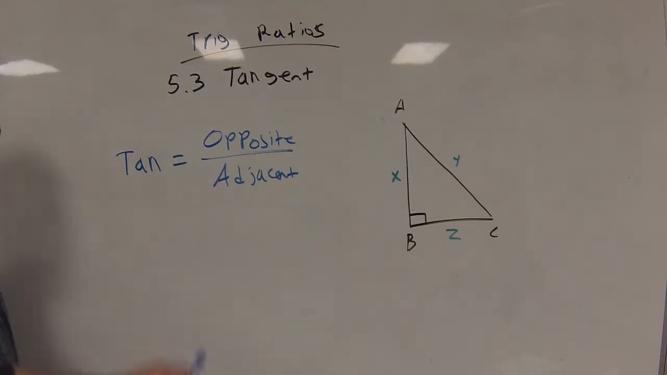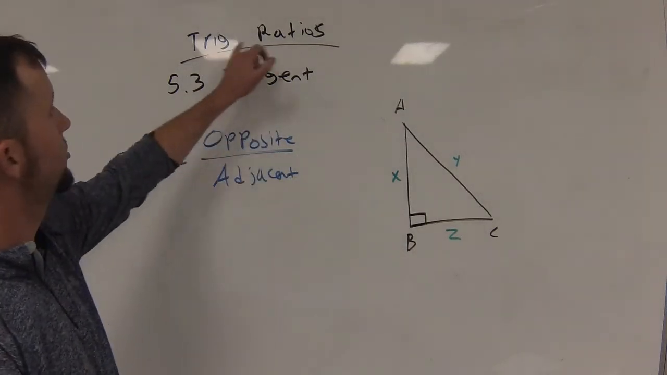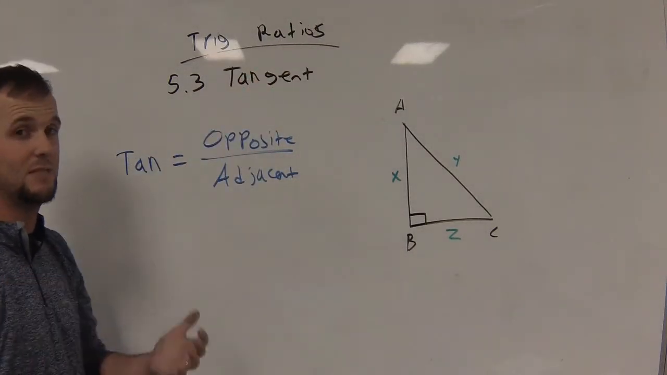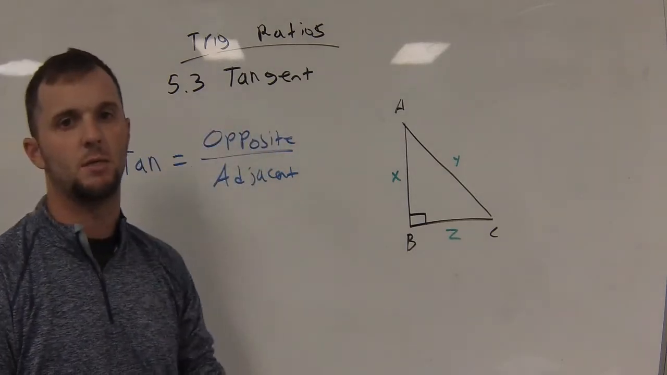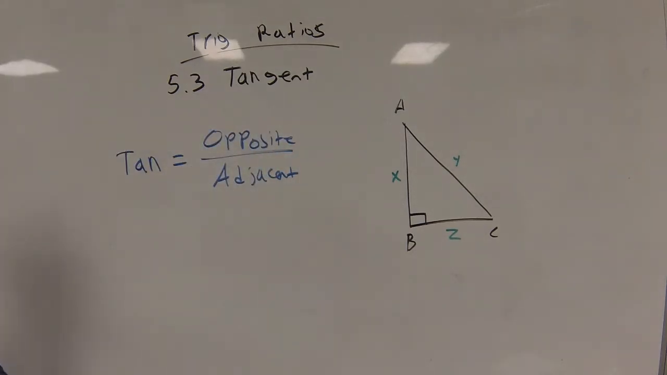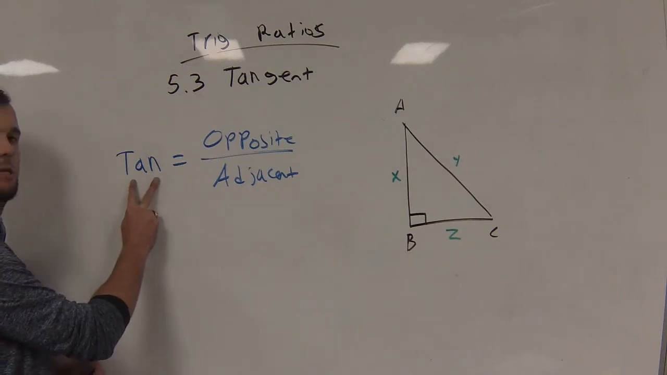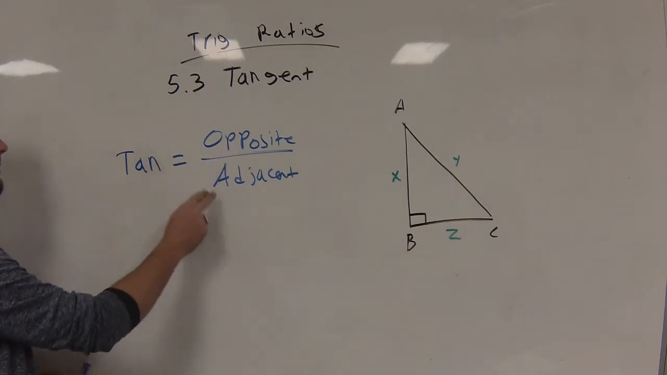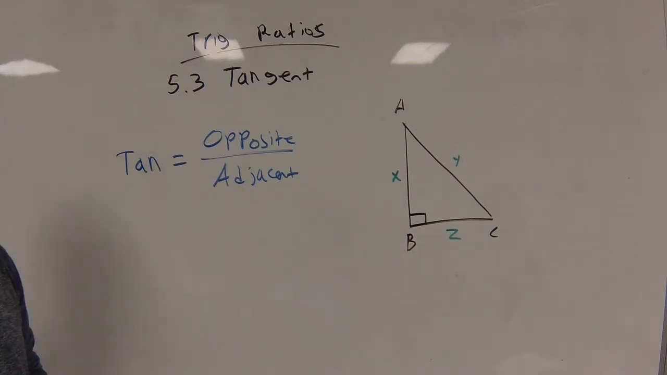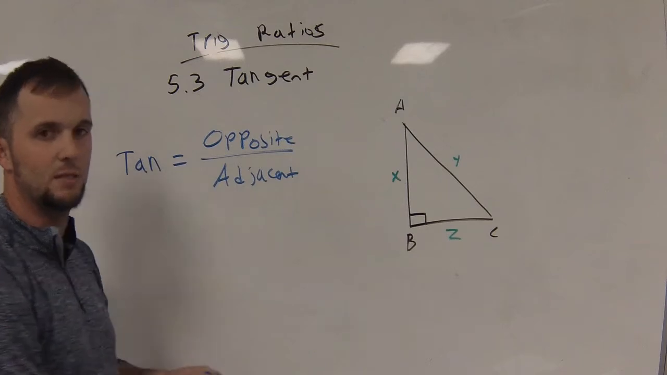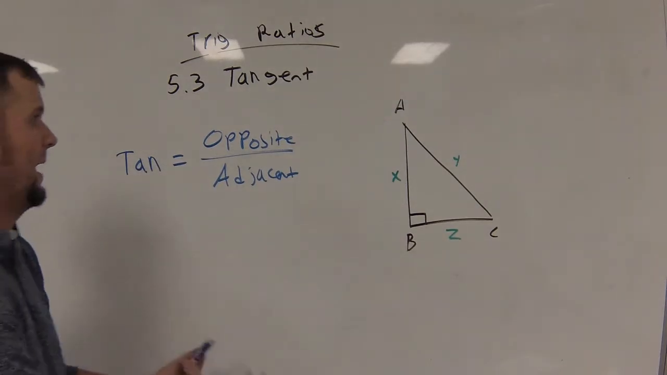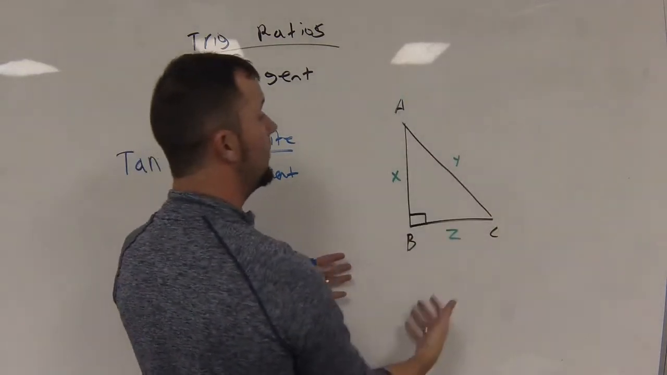Alright guys, so the very last video inside our trig ratios where we can find a missing side or a missing angle is going to be the word tangent. And so the tangent ratio that you can use here is tangent is always going to be opposite over adjacent. So sine is opposite over hypotenuse, cosine is adjacent over hypotenuse, and tangent is opposite over adjacent.